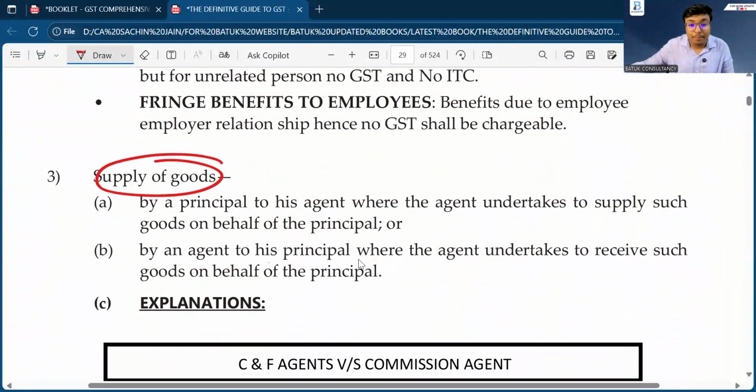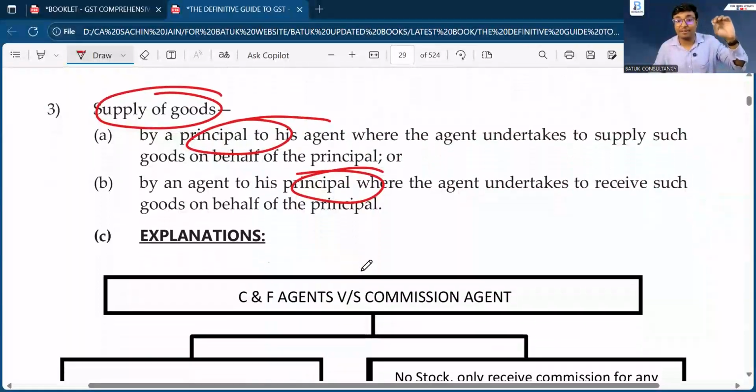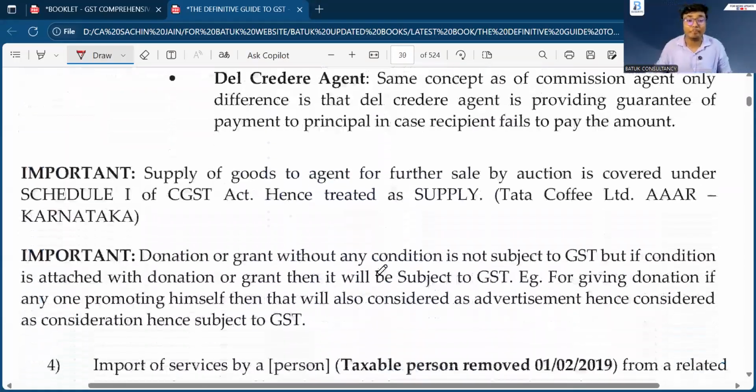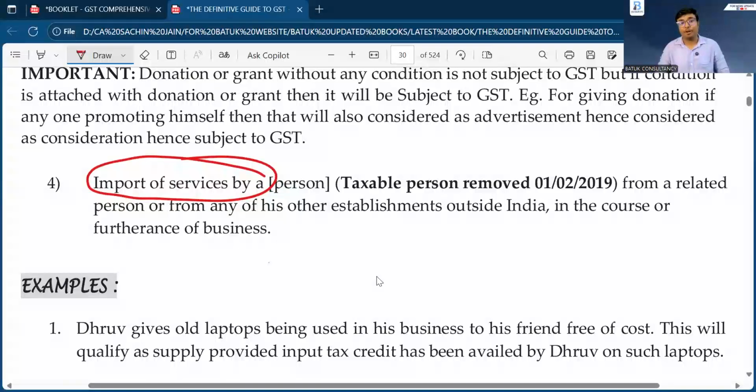Supply of goods between principal and agent. The concept of principal and agent, and C&F and commission agent, we will discuss in our next session in a very detailed way. And the fourth and last, import of services, sir, from a related person. Second point is, sir, branch transfer, same PAN number, different GSTN.